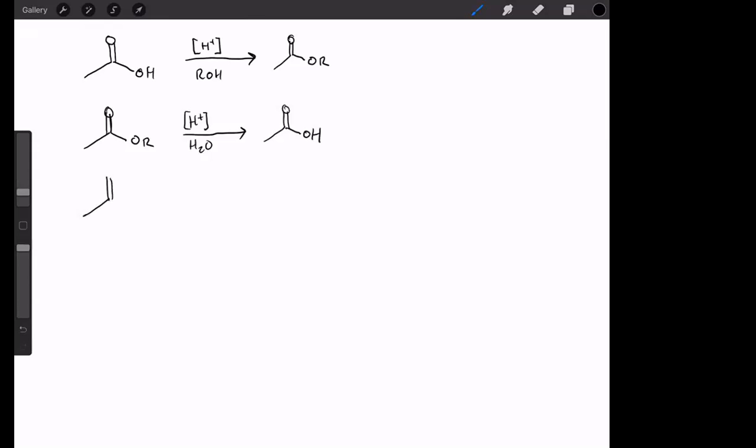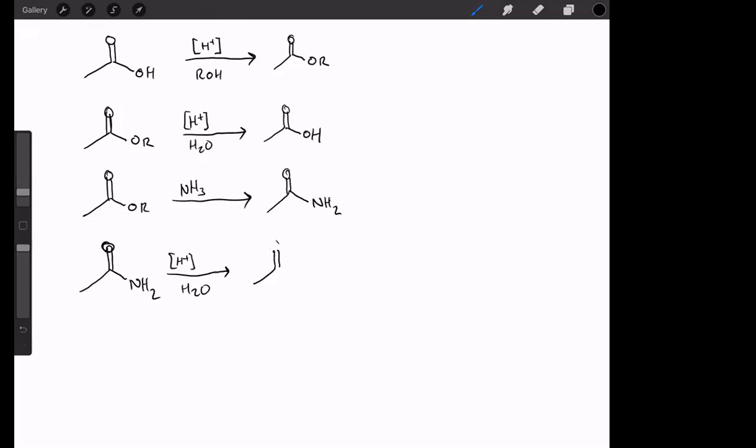and I can reform the carboxylic acid. I can also take that ester and react it with an amine to form an amide. And amides themselves can be hydrolyzed as well, back to carboxylic acids.